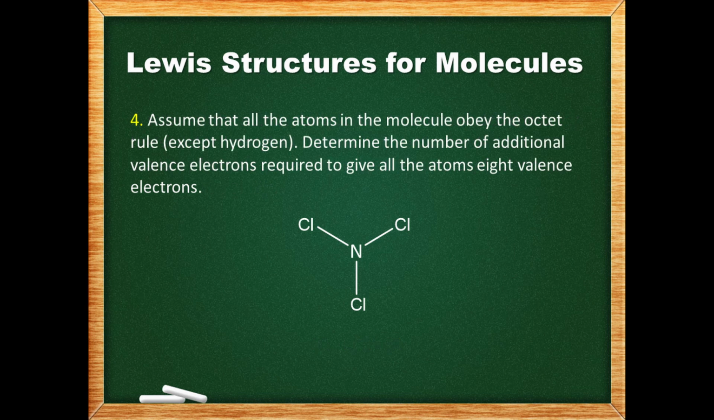For step 4, we assume that all the atoms in the molecule obey the octet rule, except hydrogen. We'll determine the number of additional valence electrons required to give all the atoms 8 valence electrons. Because each peripheral chlorine atom has only 1 bond and is therefore associated with 2 valence electrons, the 3 chlorine atoms each need 6 more electrons to complete their octets. The central nitrogen has 3 bonds and so has 6 valence electrons. That means we need 2 more electrons for the nitrogen. Adding these numbers together, the 6 times 3 and the 2, gives us 20.